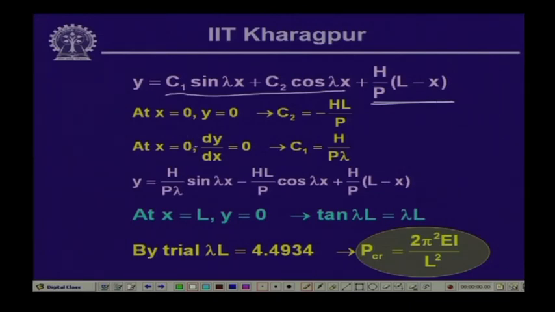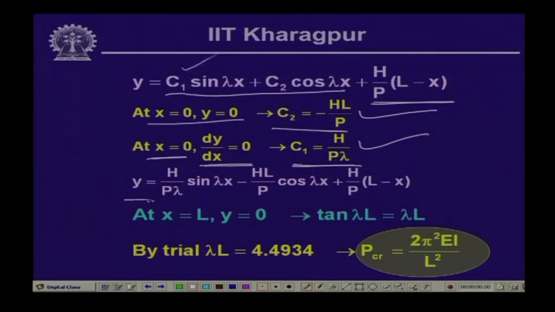Now, the boundary conditions are that at x equal to 0, y equals 0, which leads to C2 equals minus h L by p. At x equals 0, dy/dx equals 0, because it is a fixed end. That gives us the value of C1 as h by p lambda. If we substitute the values of C1 and C2, we get the expression for y as this.